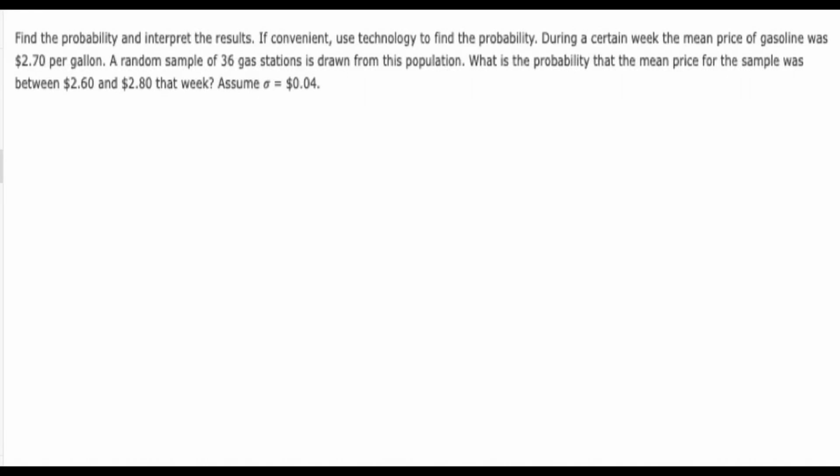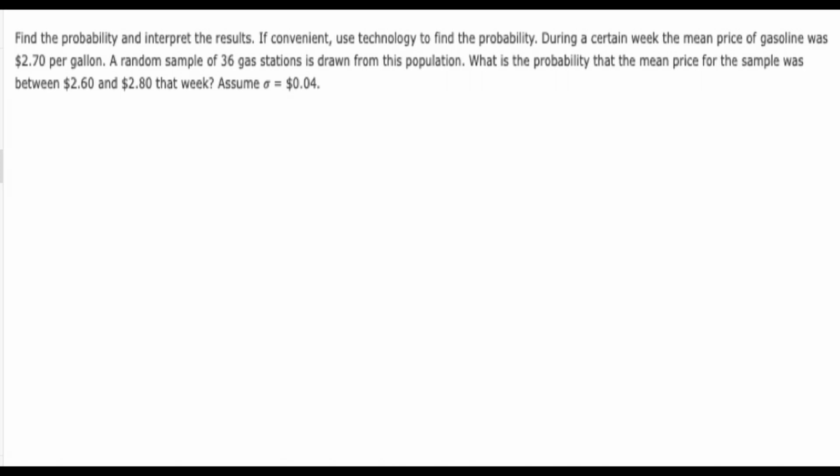During a certain week, the mean price of gasoline was $2.70 per gallon. You're going to take a random sample of 36 gas stations from the population. What is the probability that the mean price for the sample was between $2.60 and $2.80?